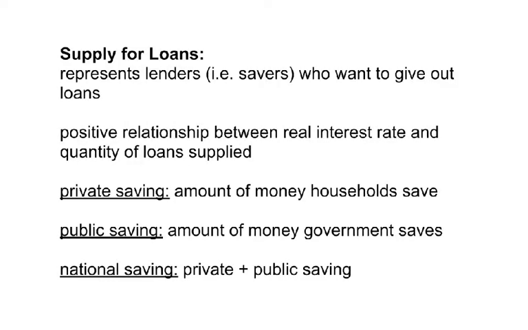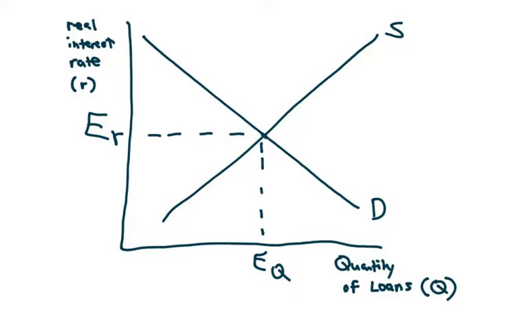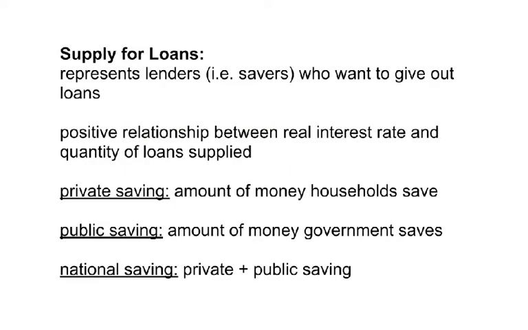Supply represents lenders and savers. And these are the people who want to give out loans, right? They have money saved up that they're willing to lend out. These could be banks, these could be individuals, a lot of different categories for lenders as well. And we can see, if we go back to the graph once again, there is an upward sloping supply curve, which means that there is a positive relationship between the real interest rate and the quantity of loans supplied. Why is that? Because when the interest rate is higher, lenders want to lend out more money because they're going to get more money back in terms of interest.